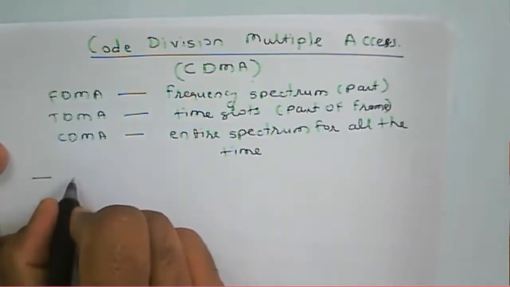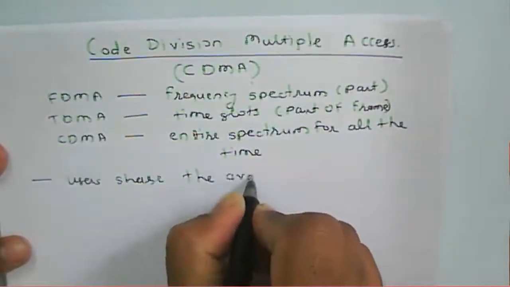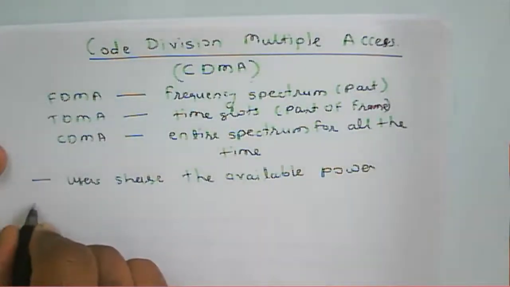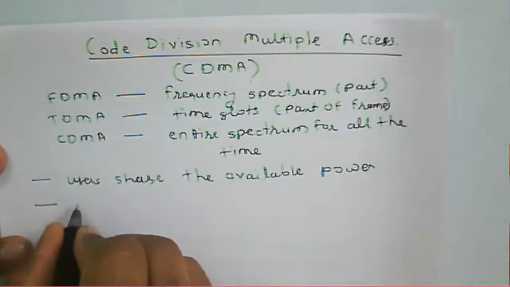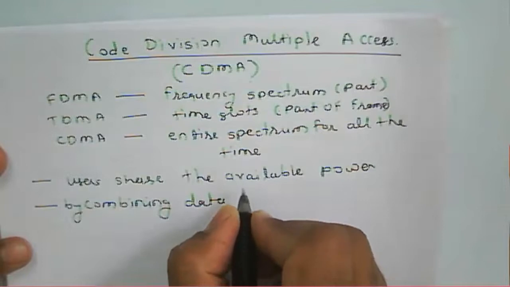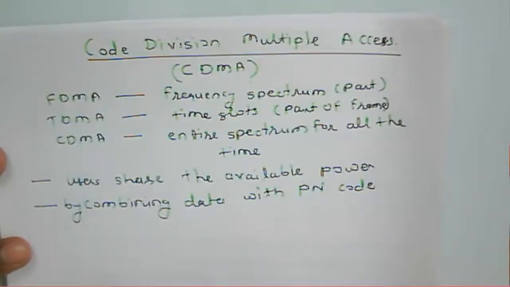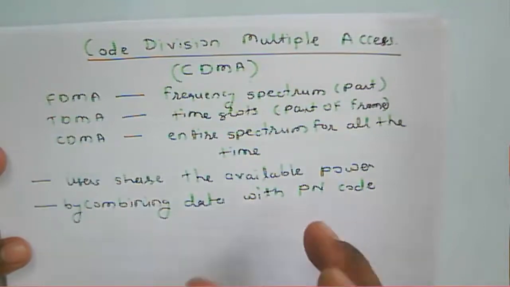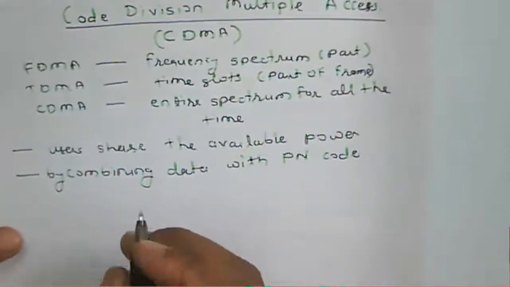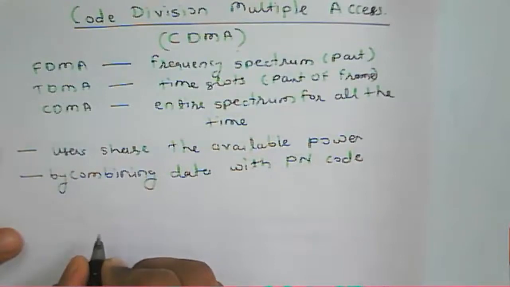So in this CDMA technique, users share the available power, and that can be achieved by combining the data with a PN code or pseudonoise code at a higher rate than the data rate that was used by the other techniques. Now, if you see, here it combines the data with a particular pseudonoise code, or PN code.